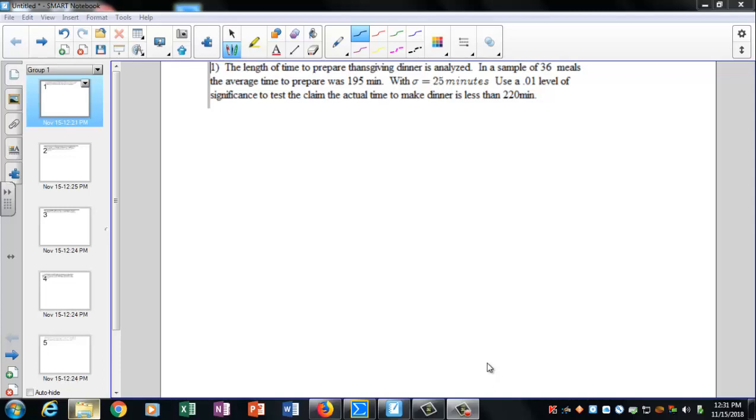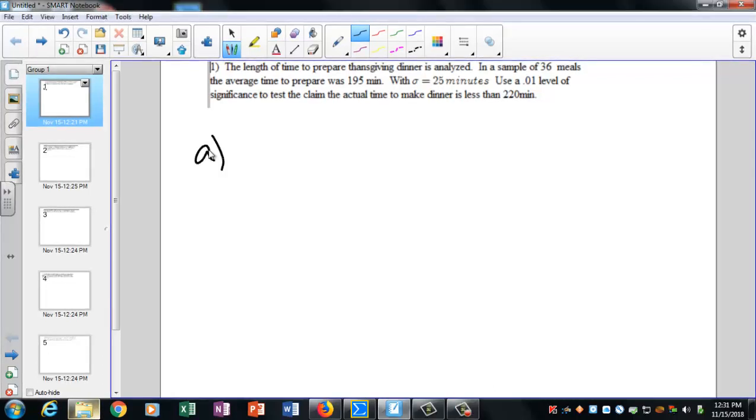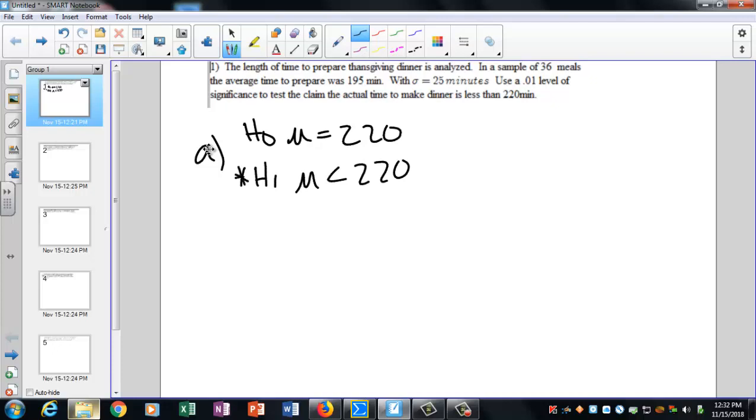All right, so part A, it will ask you for part A. That is for you to define H0 and H1. In this case, H0 will be that mu is equal to 220, and H1 will be that mu is less than 220. Okay, this is my claim here.